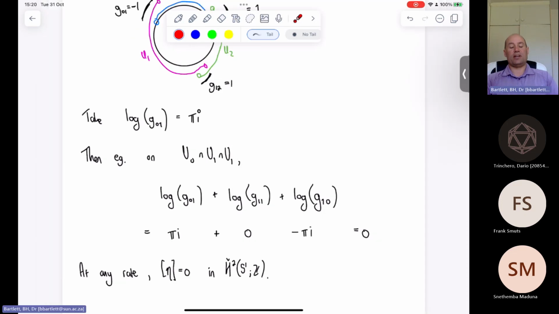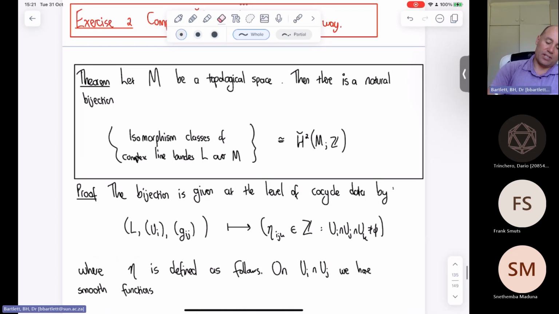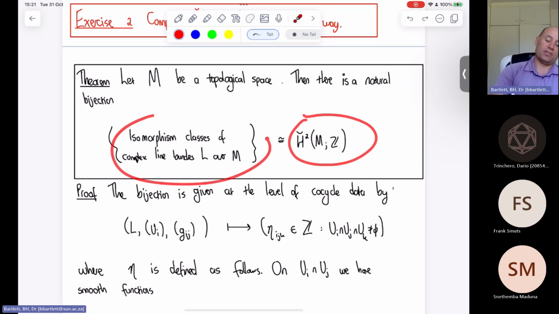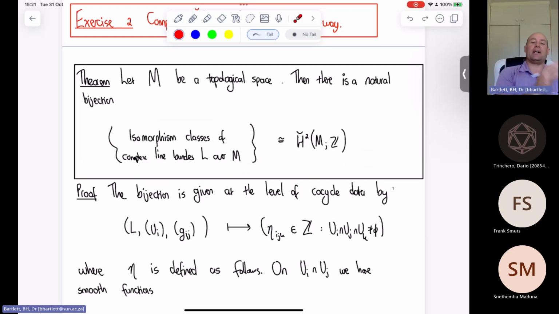So that just gives us another proof of the fact that this as a complex line bundle is trivial, because complex line bundles are in bijection with second Čech cohomology, and we've just calculated that the cohomology class here is 0. So the 0 cohomology class would correspond to the trivial line bundle, i.e. the product line bundle.